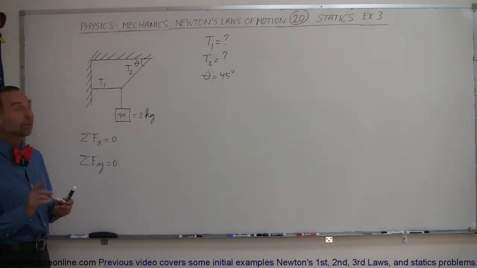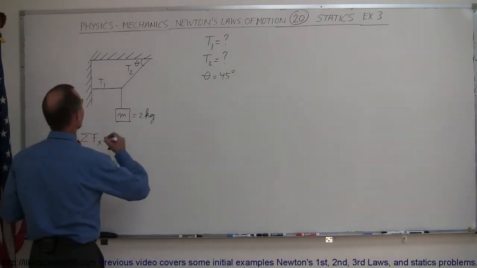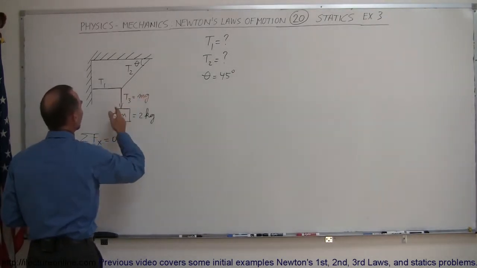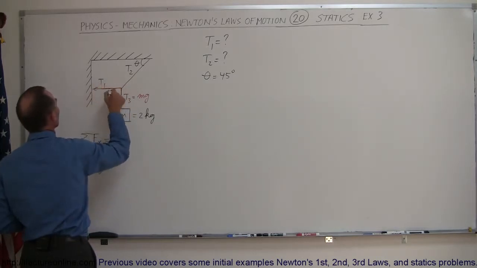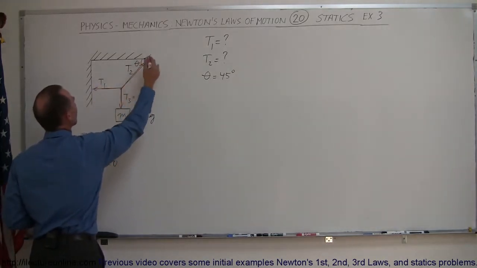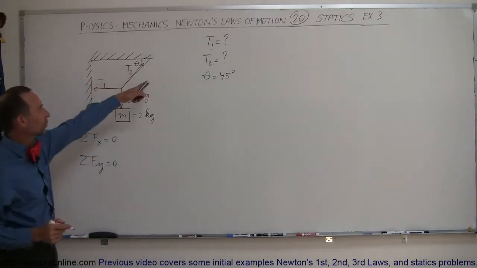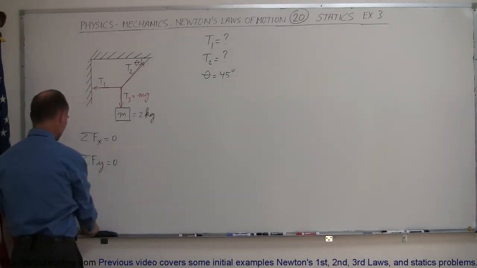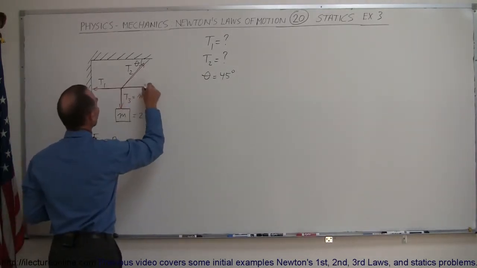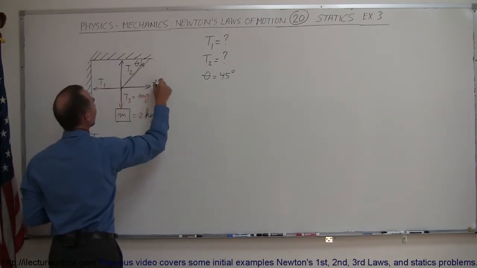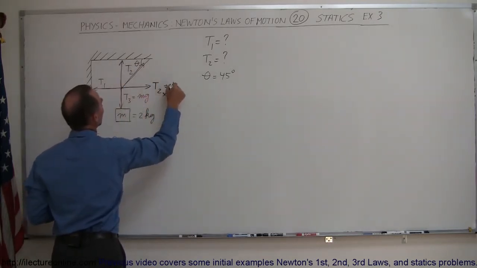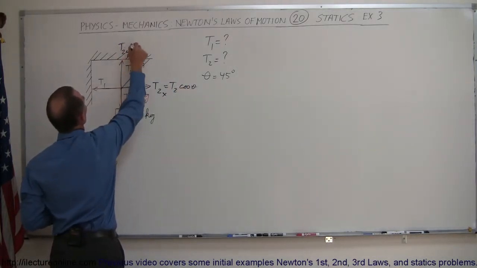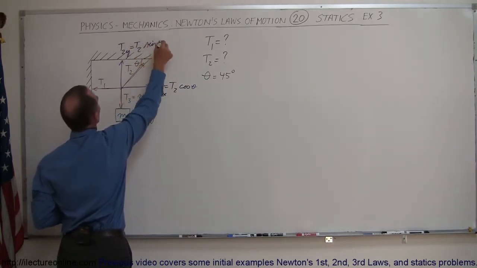We need to find all the x and y components of all the forces. We can see that here we have a force acting downward. Let's call that T3, which is equal to mg, the weight of this object. Here we have tension 1, which is pulling to the left, and we have tension 2, which is pulling up at an angle. Notice that the angle there is 45 degrees. And then right away, we want to take T2 and divide that into its x and y components. So notice here we have T2 in the x direction, which is equal to T2 times the cosine of theta. And here we have T2 in the y direction, which is equal to T2 times the sine of theta.